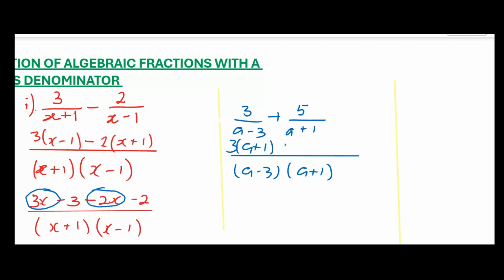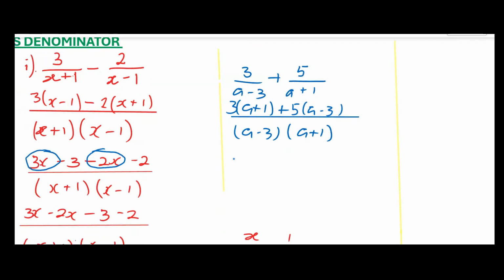The sign should be written here. So a plus 1 goes into the whole of this a minus 3, right? So it's just going to be 5 multiplying a minus 3. So let's simplify by removing the brackets. Okay, so 3 times a is going to be 3a, plus 3, plus 5a minus 15. You got it? I mean, 5 times negative 3 is going to be negative 15. So our denominator is going to be a minus 3 times a plus 1.